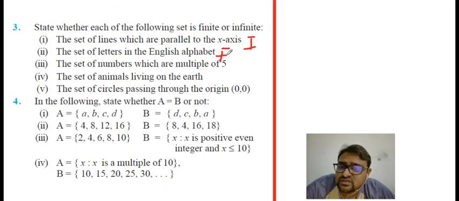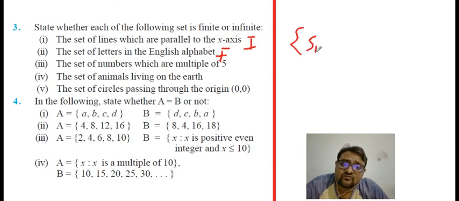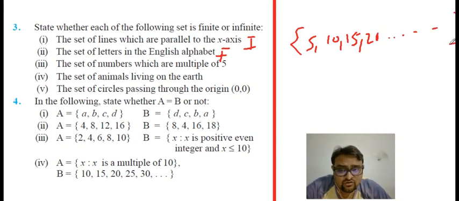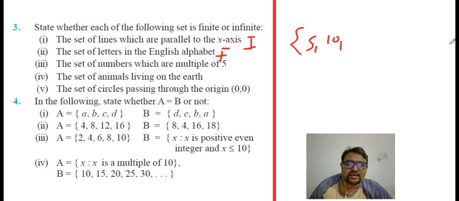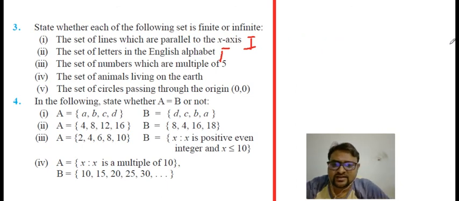Next, the set of numbers which are multiples of 5. I will write it down: 5, 10, 15, 20, and so on. So there are infinitely many numbers which are multiples of 5. So this will be an infinite set.